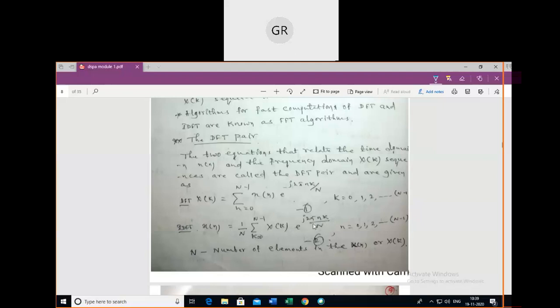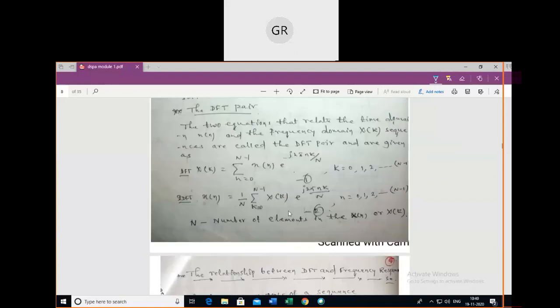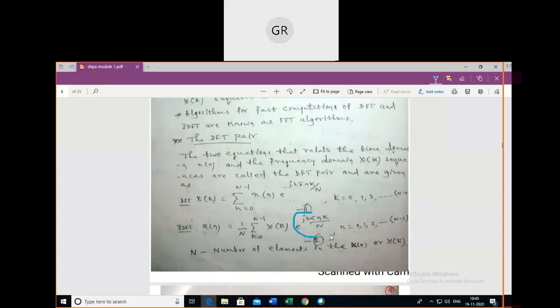Here e to j 2 pi divided by N is called the twiddle factor. Just remember that e to j 2 pi divided by capital N, and e to minus j 2 pi divided by N, is the twiddle factor, W N. To write this equation, instead of e to minus j 2 pi divided by N, I will write W N. What is left is n into k, right? W N raised to n into k.